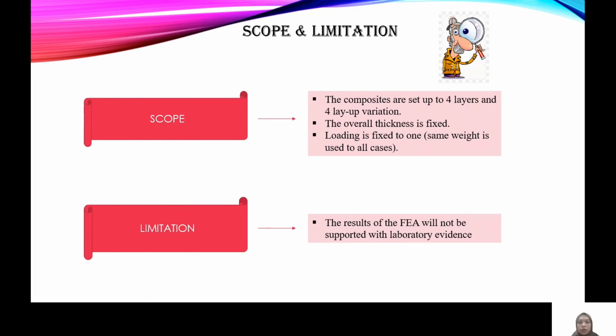The scope of this project is that the composites are set up with 4 layers and 4 layup variations. The overall thickness is fixed, and the loading is fixed to one, which is the same weight used for all cases. As for the limitation, the results of the finite element analysis will not be supported with laboratory evidence.